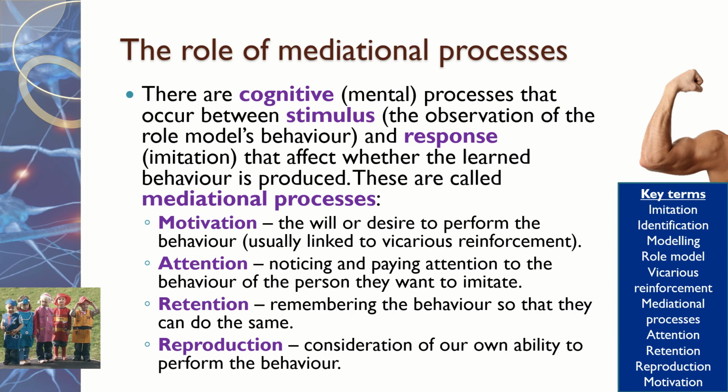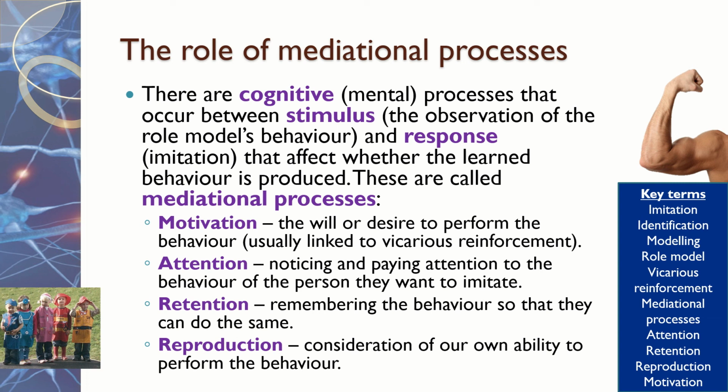Now, there are mediational processes, and this goes back to what we were saying before about the idea that there is something between the stimulus and the response. So here, this is what thought processes are going on in our mind when we choose to copy or imitate a behaviour. And there are 4 of these. We have to have the motivation to do it, so the will or desire, and that normally occurs because we've seen someone be rewarded for that behaviour. So if they're rewarded, we'll be more motivated to do the behaviour.